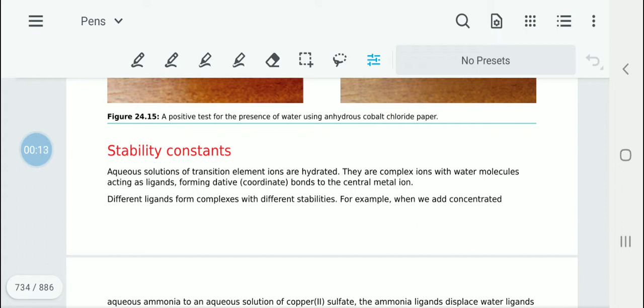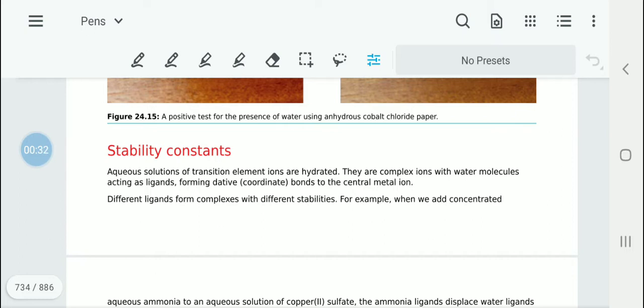Now you know that the stability of ligand replacement, that is after the ligands have been replaced, the product is going to be more stable than the original. That is something that we learned earlier.